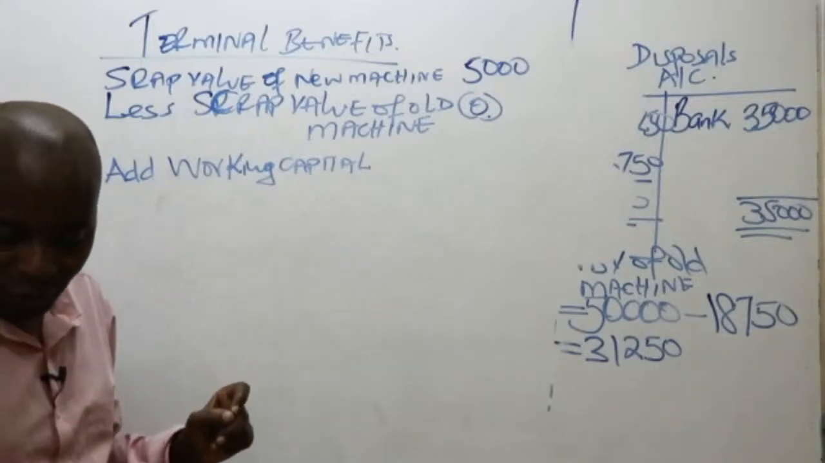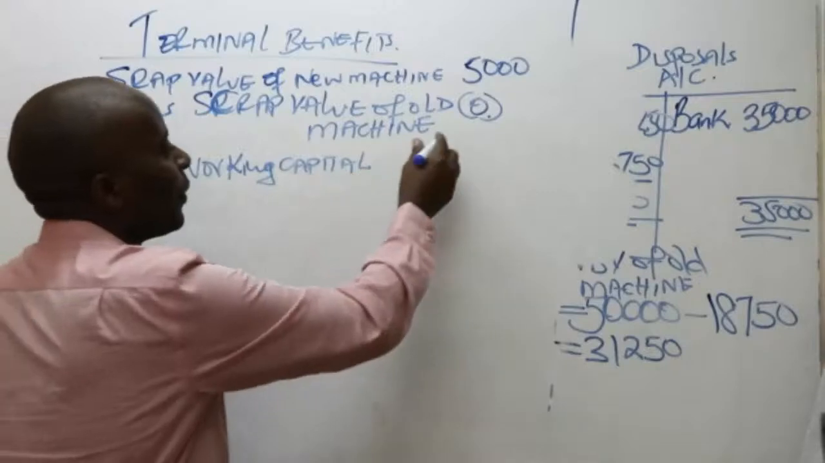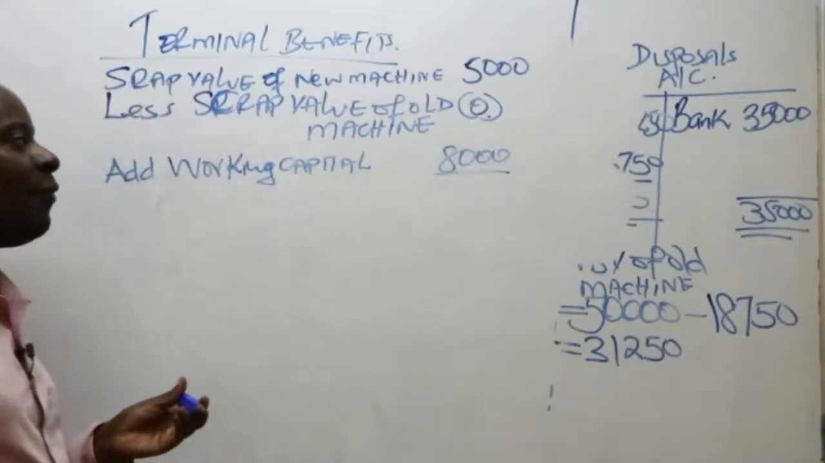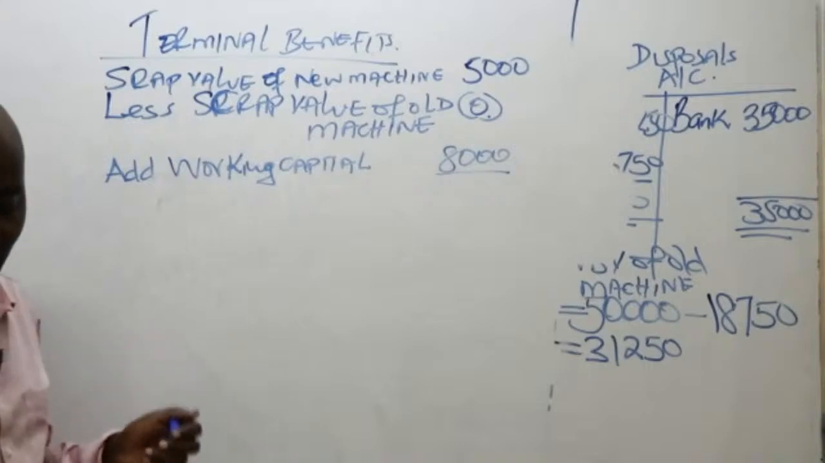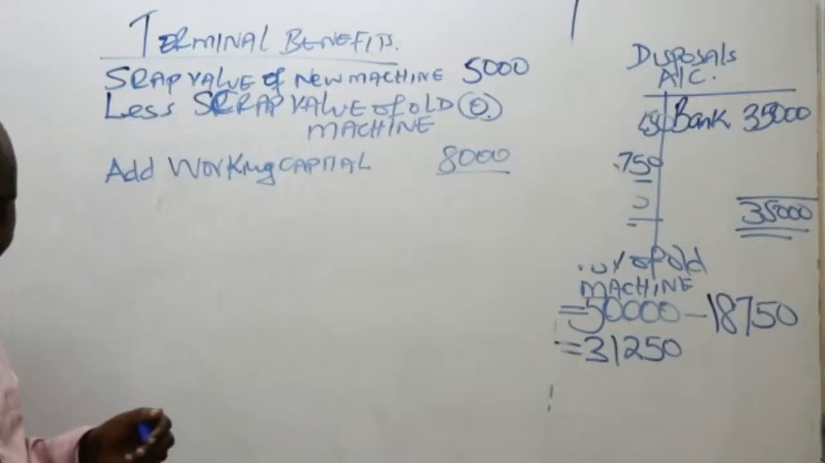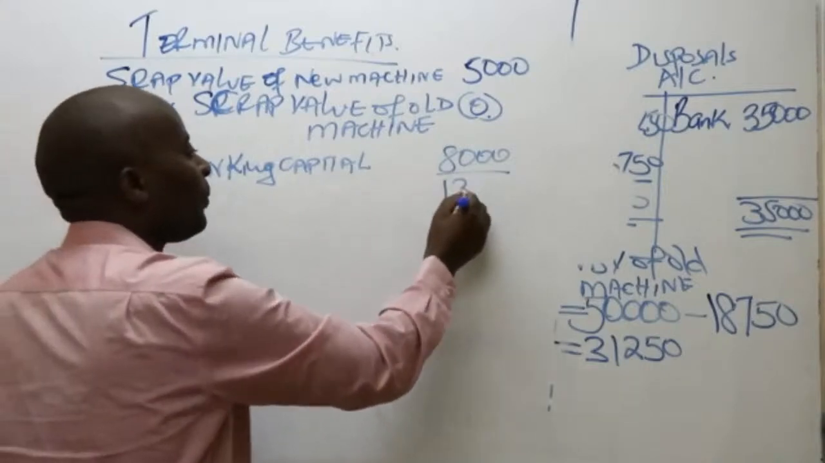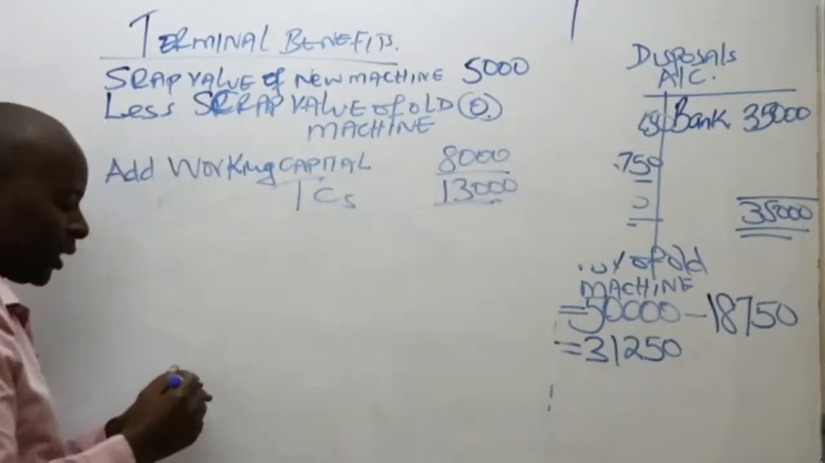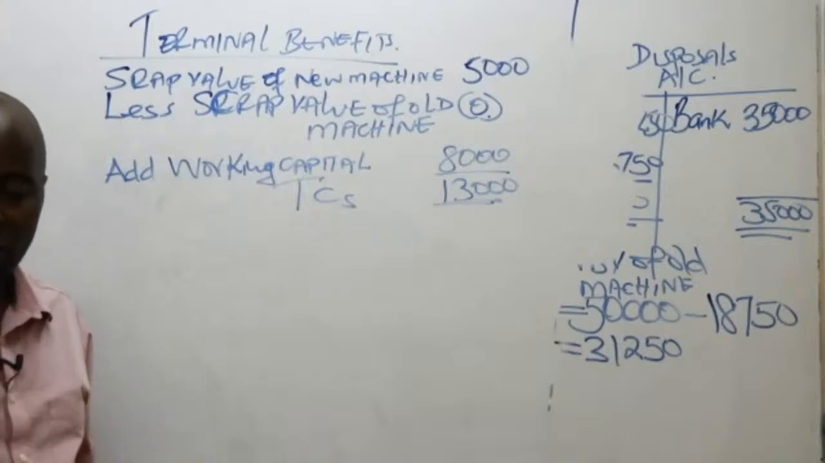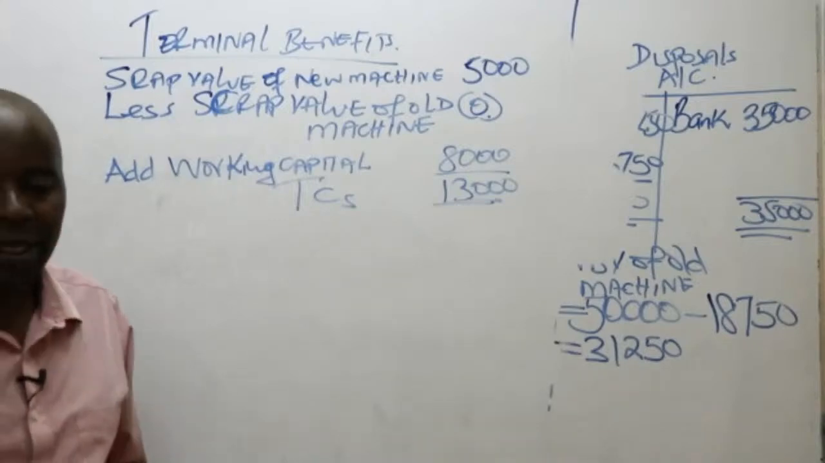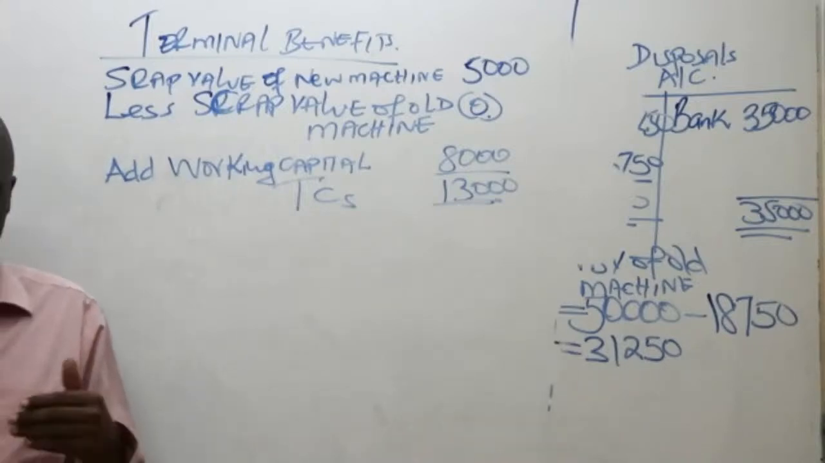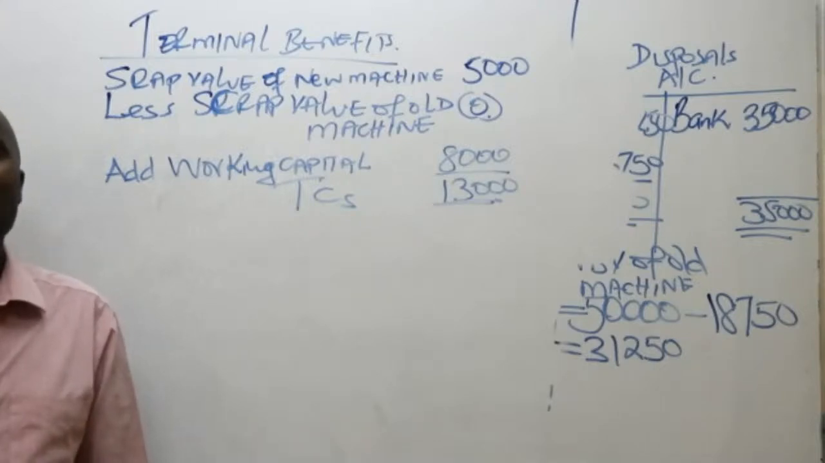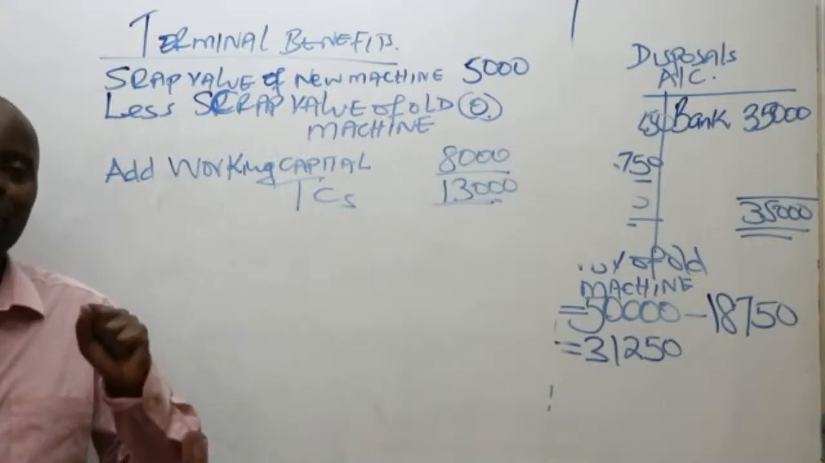Somebody, how much here? 8,000. So could you kindly give us, ladies and gentlemen, this terminal benefit here? If you add them, at the end of the day, you'll end up getting what here? 13,000. So 13,000 is my TCF, my terminal cash flow. I'm progressing well.